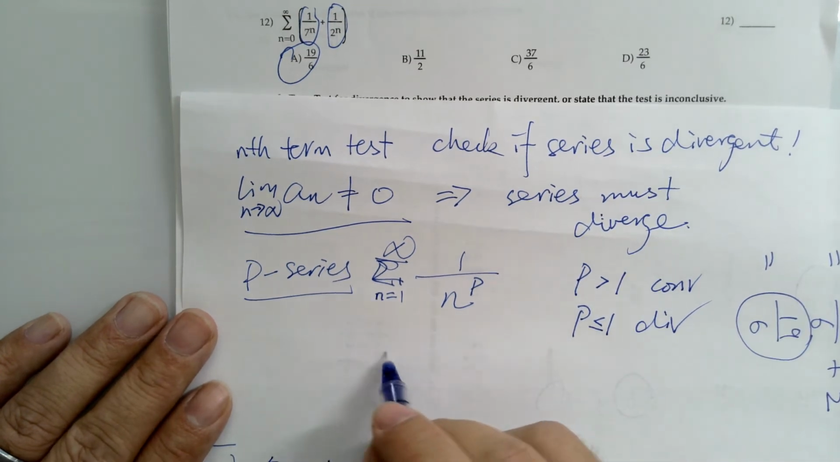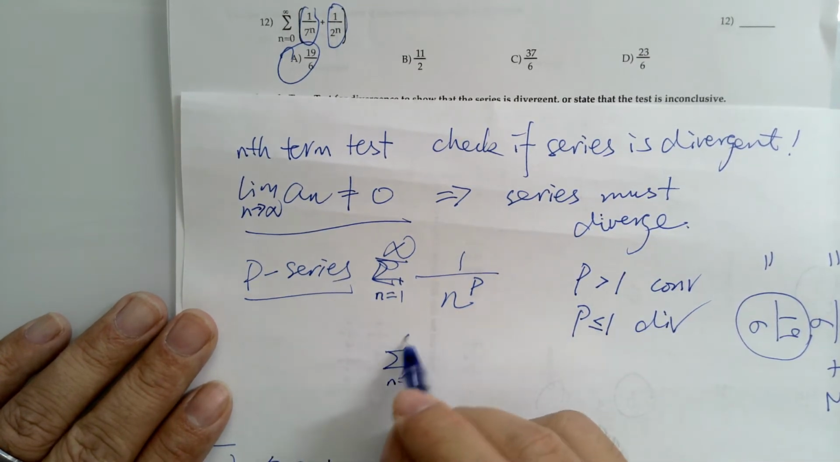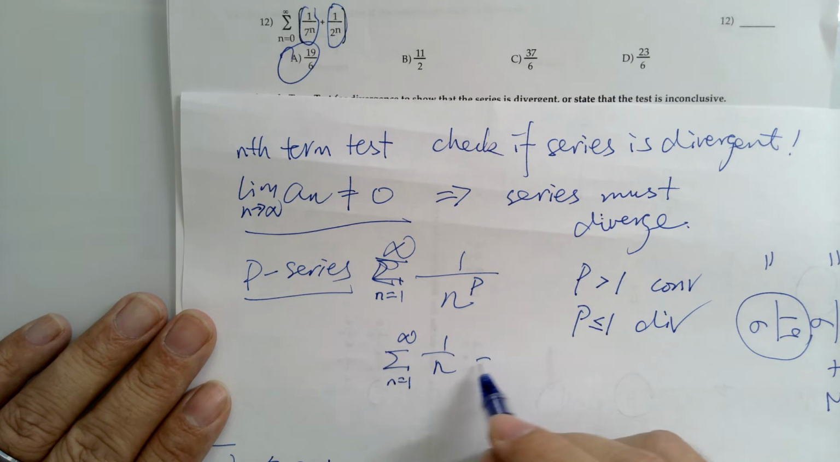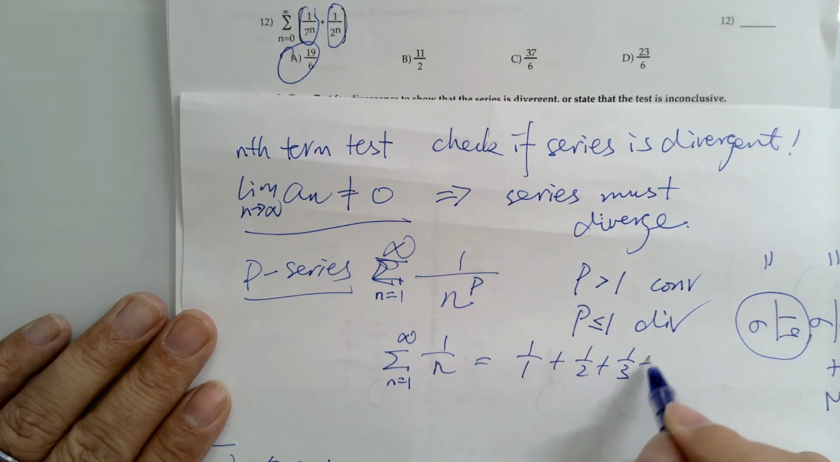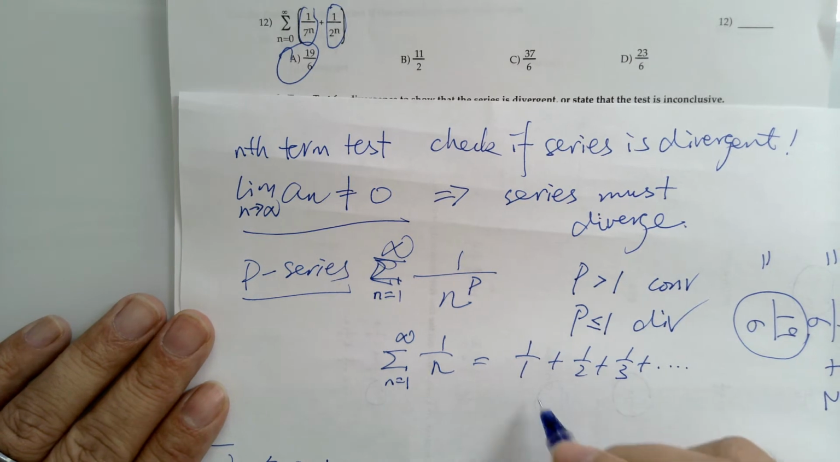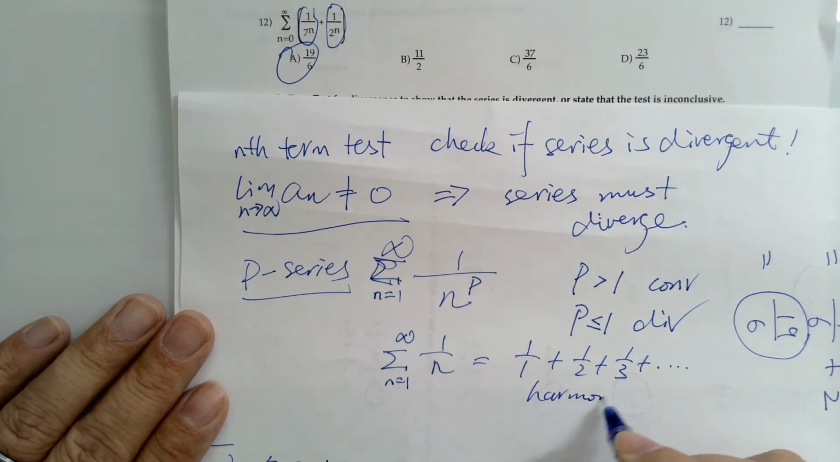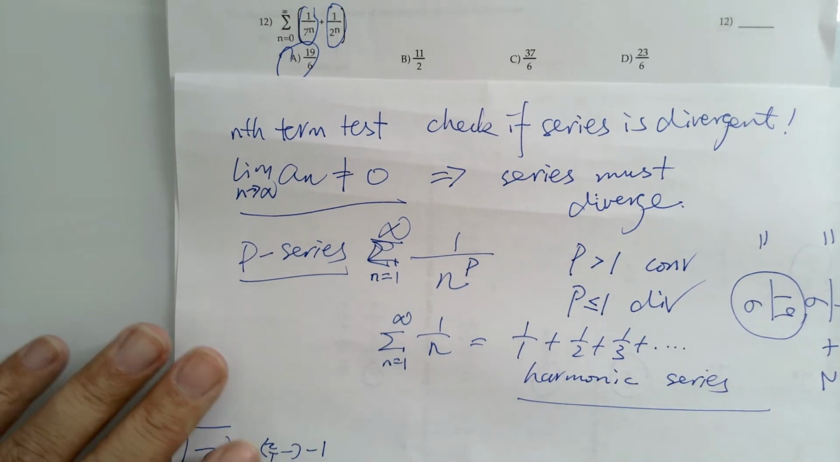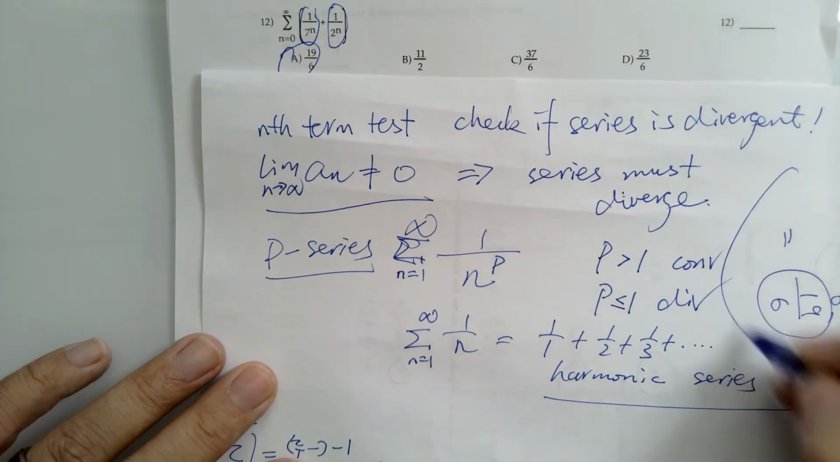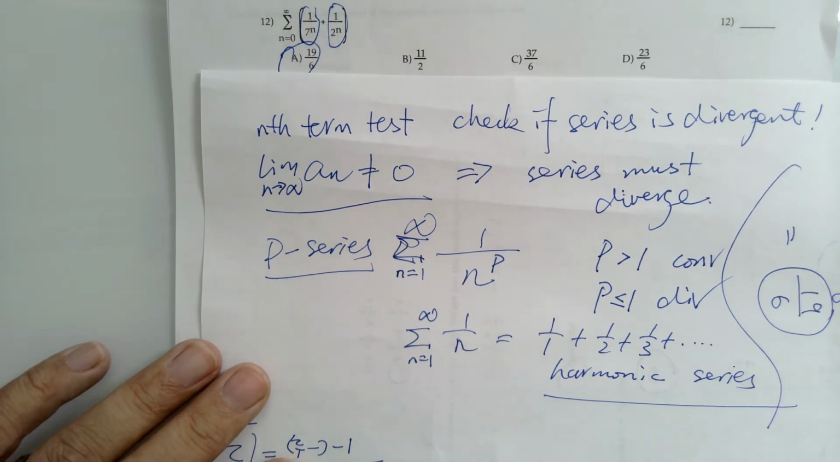And especially when p equals 1, we have 1 over 1 plus 1 over 2 plus 1 over 3 plus dot dot dot. This is called the harmonic series, right? So this series actually also diverges. Okay, so it's very, very classical.